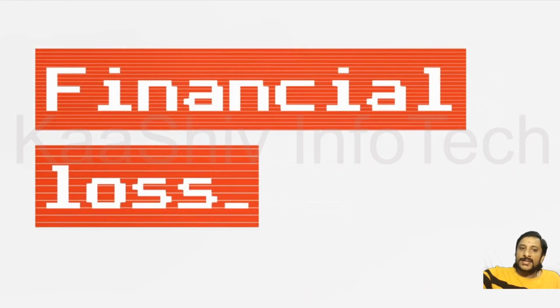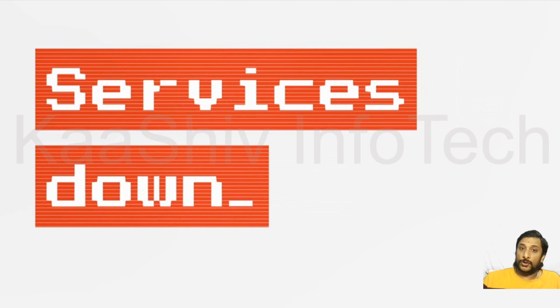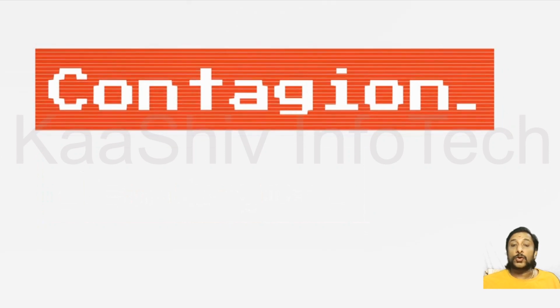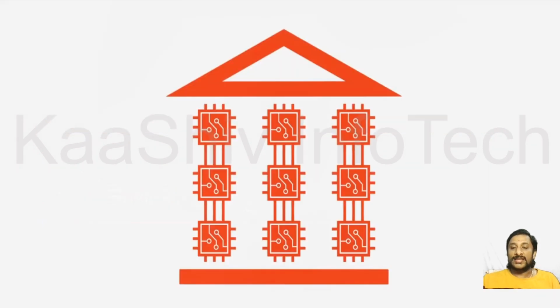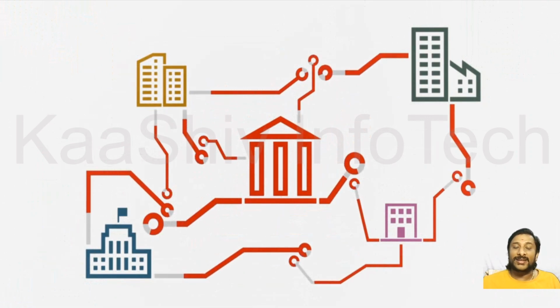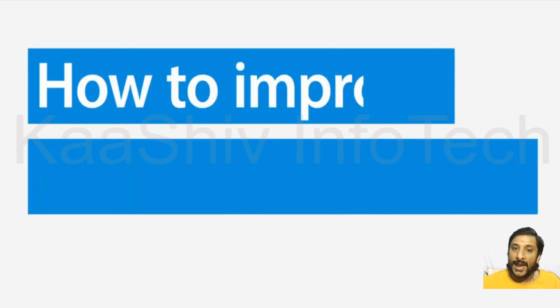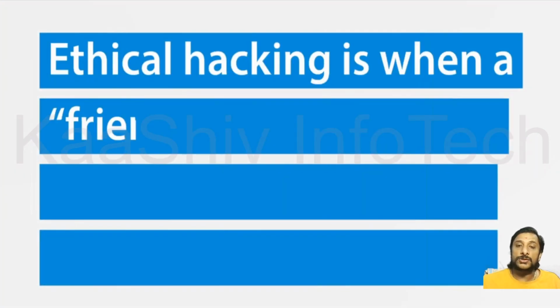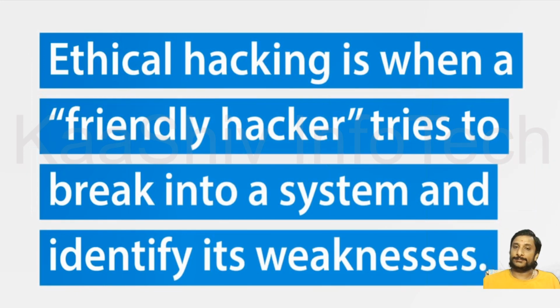See, considering a guy is there, he got 20 rupees, and it becomes 40 rupees now. So service is down, financial losses will be there, reputation damage, and you get a contagion. If it is attacked, you are hacked, and this will impact the entire surroundings of the financial institution. Everyone got an impact. That is where cyber security comes into the picture, your ethical hacking.